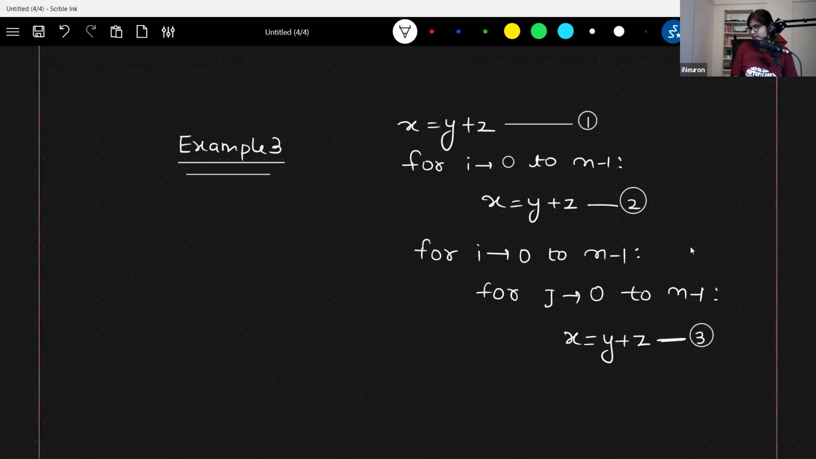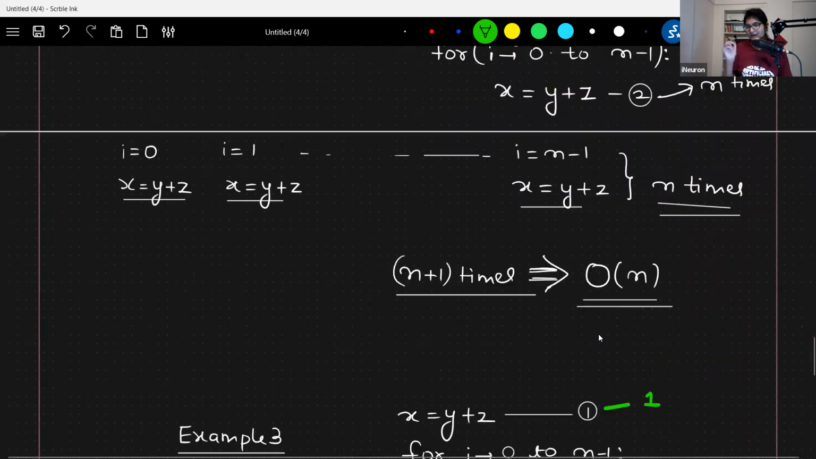How many times is statement number 1 repeating? 1 time. Perfect. How many times is statement number 2 repeating? N times. Because here we are having a single for loop whose value will start from 0 and reach until n minus 1. Right? Same thing that we have discussed above.